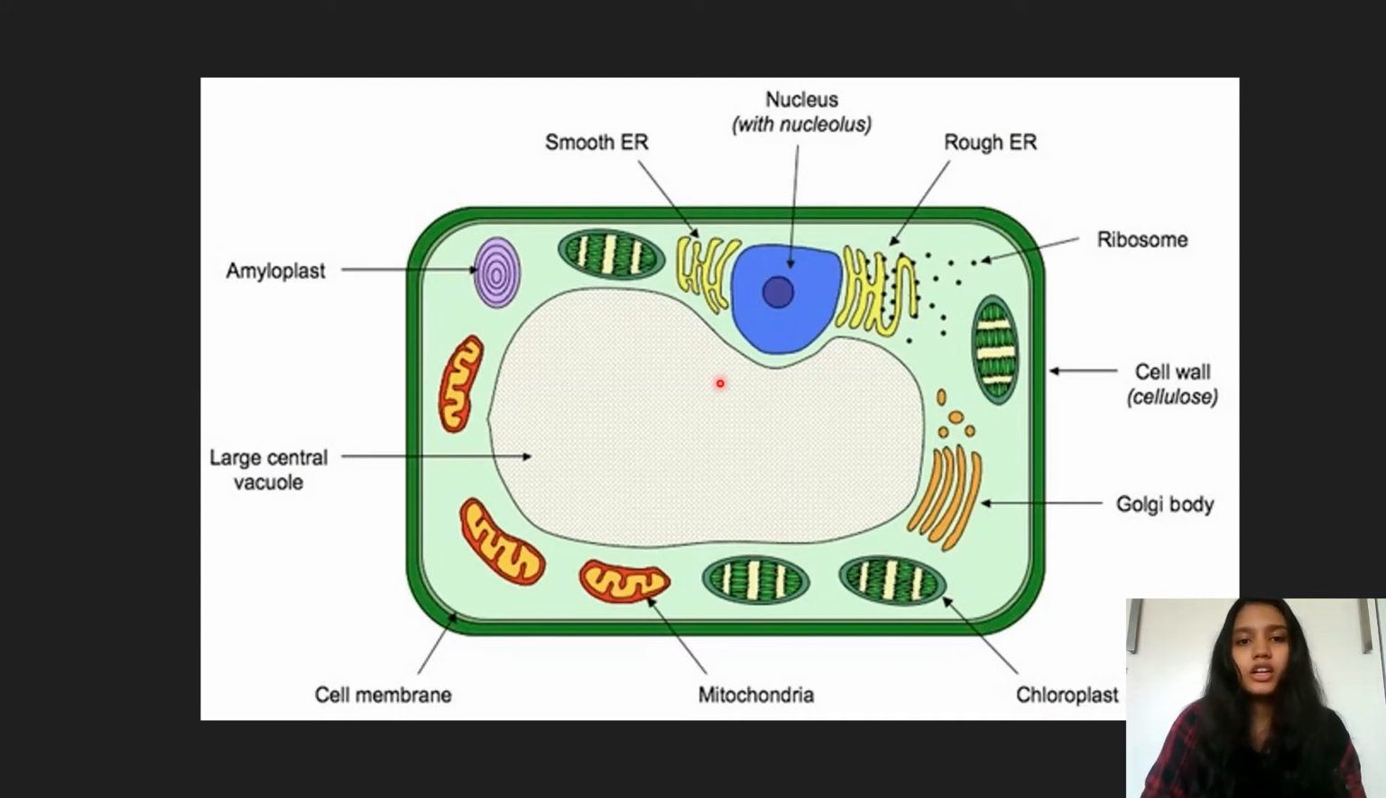Here you have the large central vacuole, which looks like an empty space, but it could contain cell sap. You go back, you see all the functions of each of them. Here you have the cell wall, which is made of cellulose.